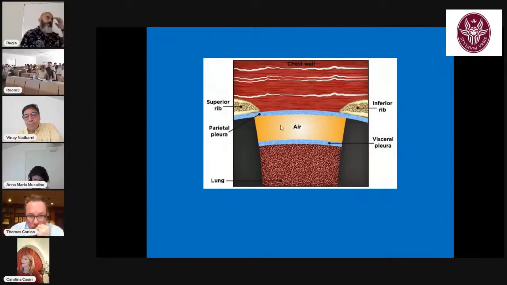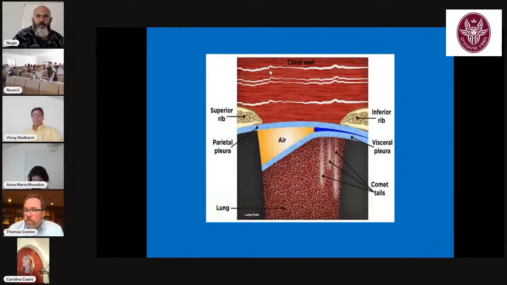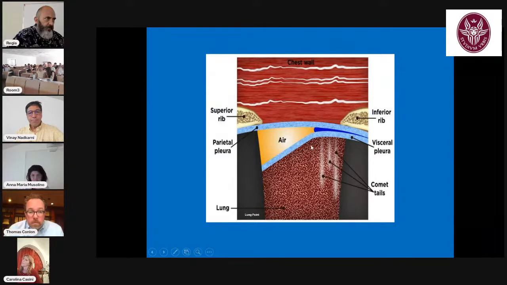Air comes between the two pleura, and we cannot see the B lines anymore. Also, we can see a very important finding, which is the lung point. The lung point is the point until which we see the sliding between the two pleura, and then we don't see it anymore because air has penetrated.